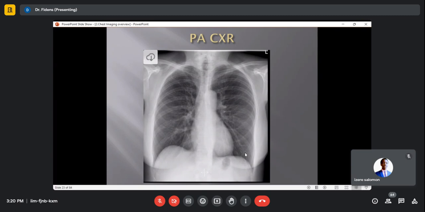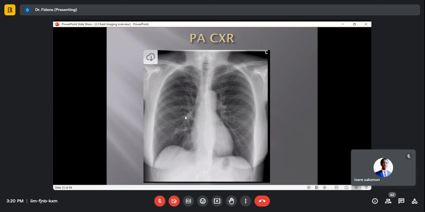So those are any change from normal anatomy. You should think twice and say, what happened? Let me look for something, the cause of this. Okay? Don't try to analyze the film without checking those normal characteristics.